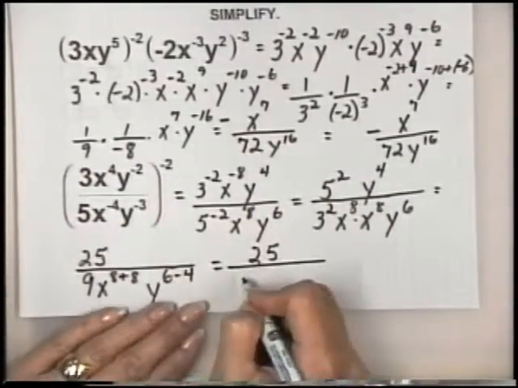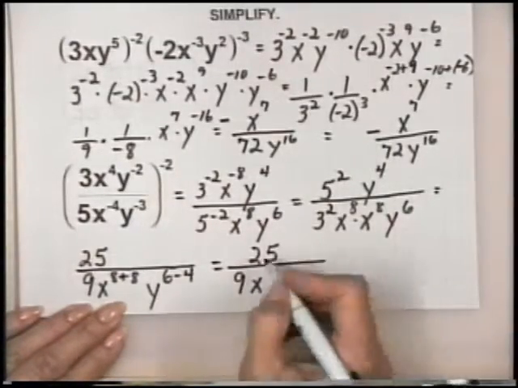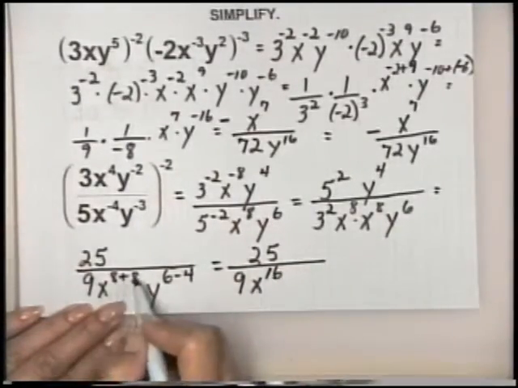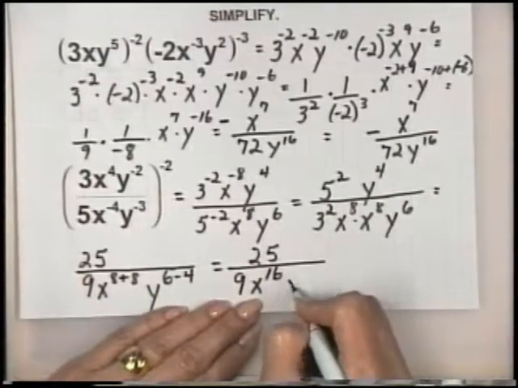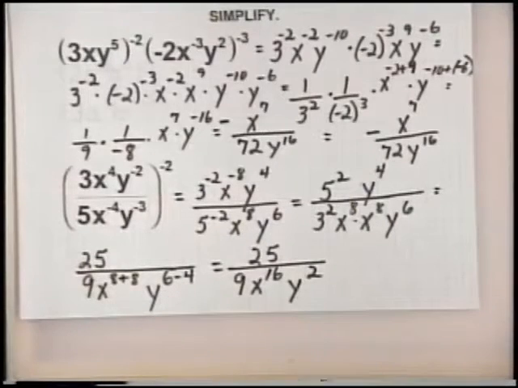The result is I have 25 in the numerator. I have 9 in the denominator. The power on my x will be 16. 8 plus 8 is 16. The power on my y will be 2. 6 subtract 4 will give me 2.